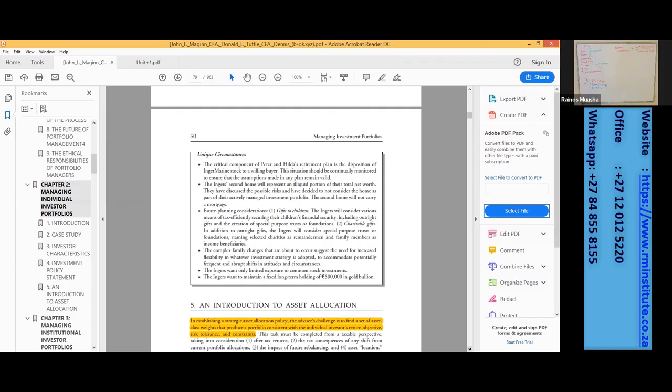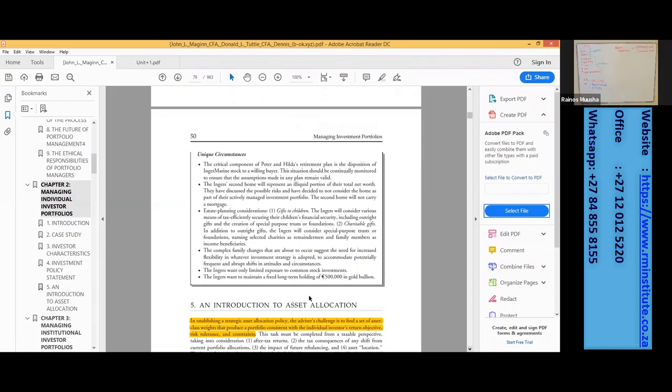Then the fourth one, the complex family changes that are about to occur suggest the need for increased flexibility in whatever investment strategy is updated to accommodate potentially frequent and abrupt shifts in attitudes and circumstances as well. And the fifth one is the Ingas want only limited exposure to common stock investment because of their retirement situation. And the sixth one is the Ingas want to maintain a fixed long-term holding of 500,000 in gold bullion. You need to be able to state this as part of the unique circumstances as well.